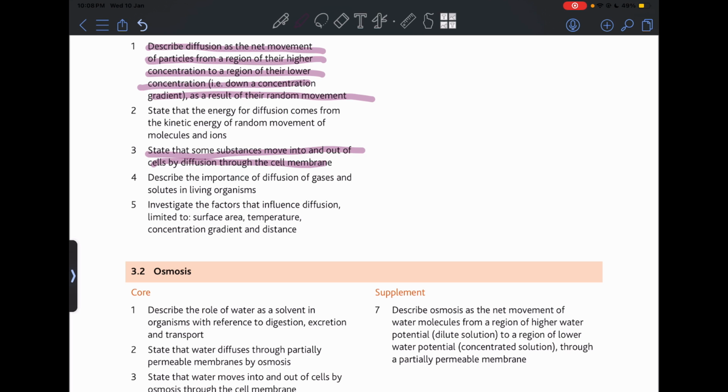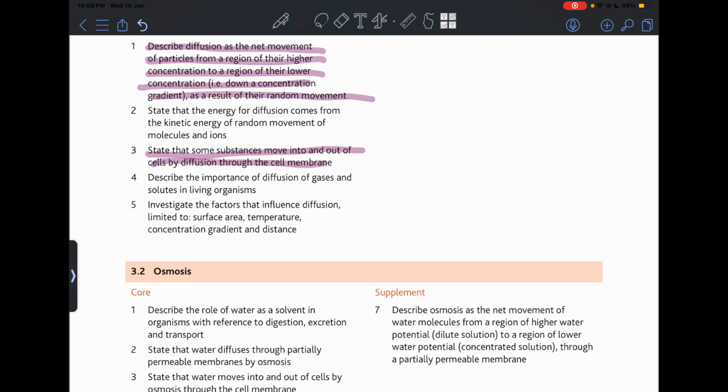By diffusion, the air molecules will move and they will diffuse to the other areas. So this is just an idea of diffusion. Now describe the importance of diffusion of gases and solutes in living organisms. You have to know that, and you also have to know the investigation of the factors that influence diffusion, limited to surface area, temperature, concentration gradient, and distance.